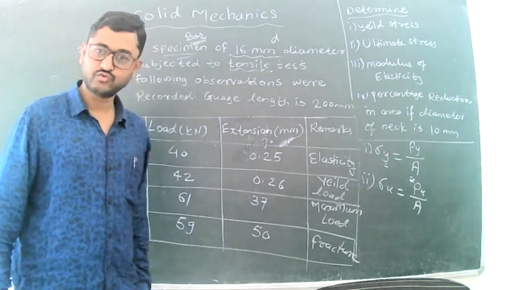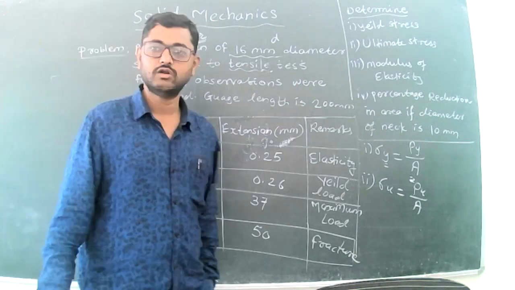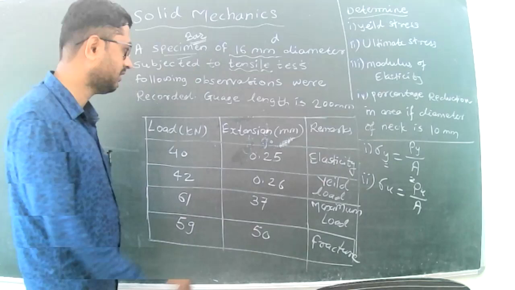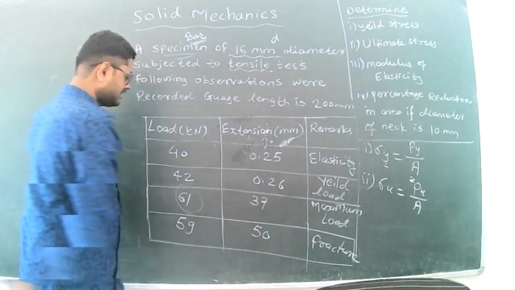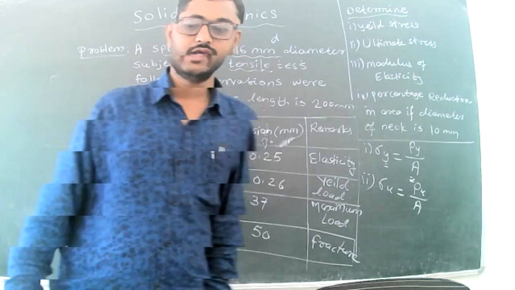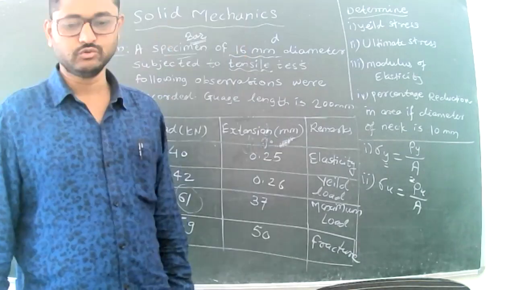The area of cross section is pi by 4 d square, and Pu is the ultimate load. The maximum load is 61 kN, which in Newton is 61 into 10 raised to 3.